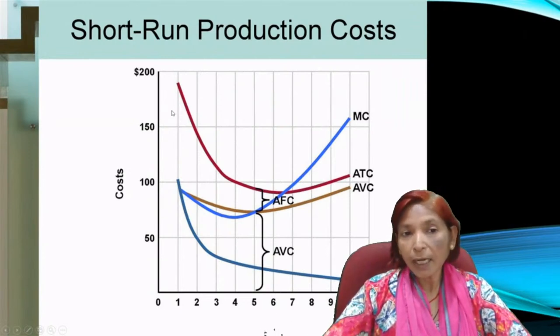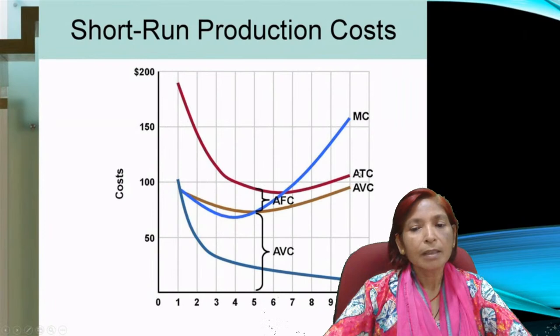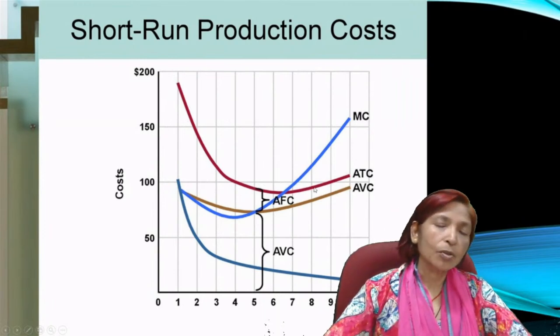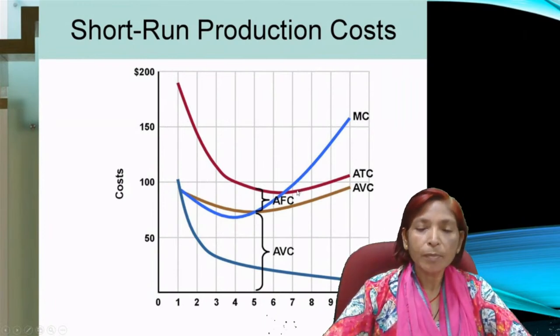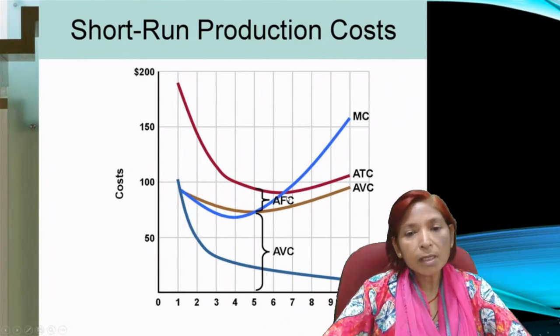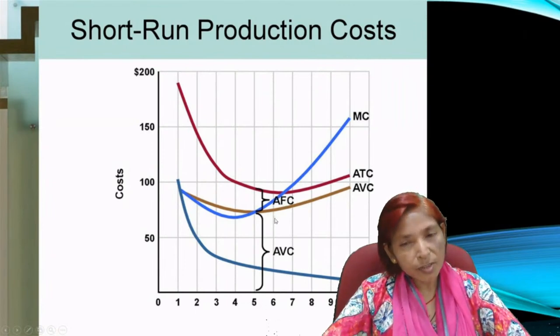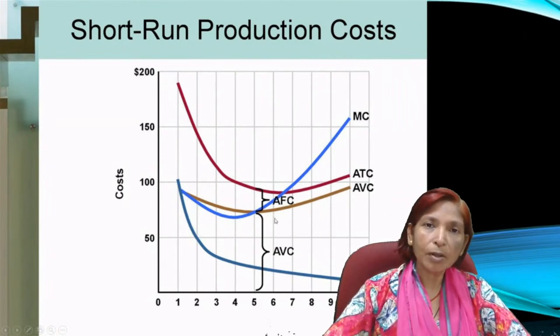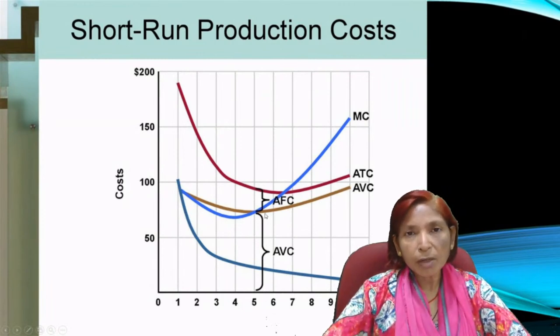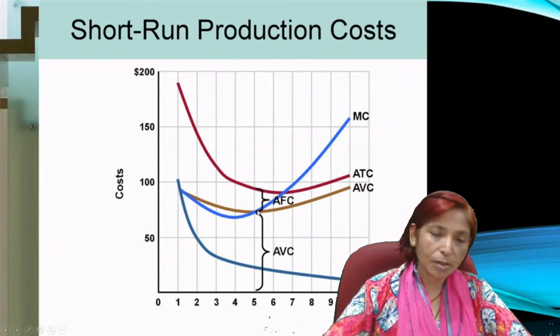Here, cost is declining in the beginning. After that, in the center state of this position, cost becomes minimum. And at last, cost starts rising. So average total cost is also a U-shaped curve. And it is always above the average fixed cost curve and average variable cost curve, because it is the sum total of average variable cost and average fixed cost.